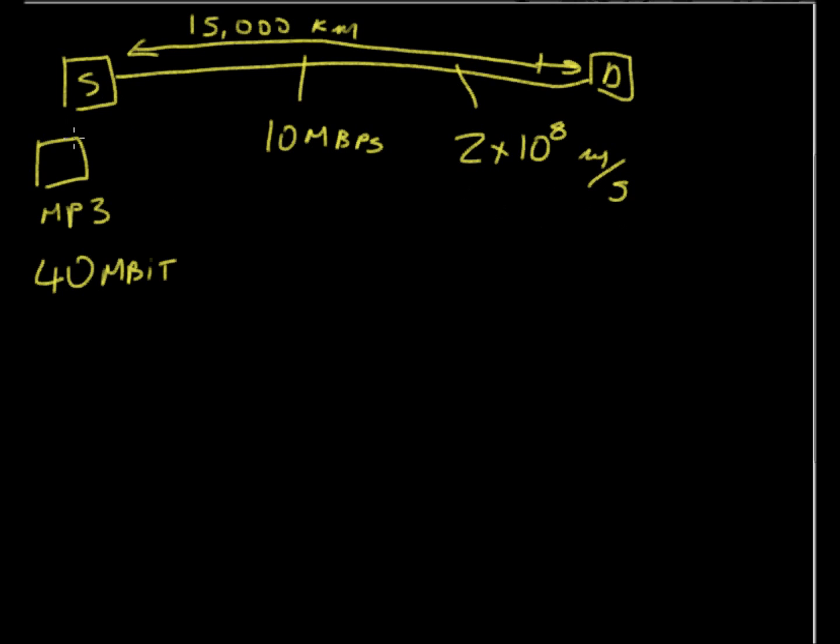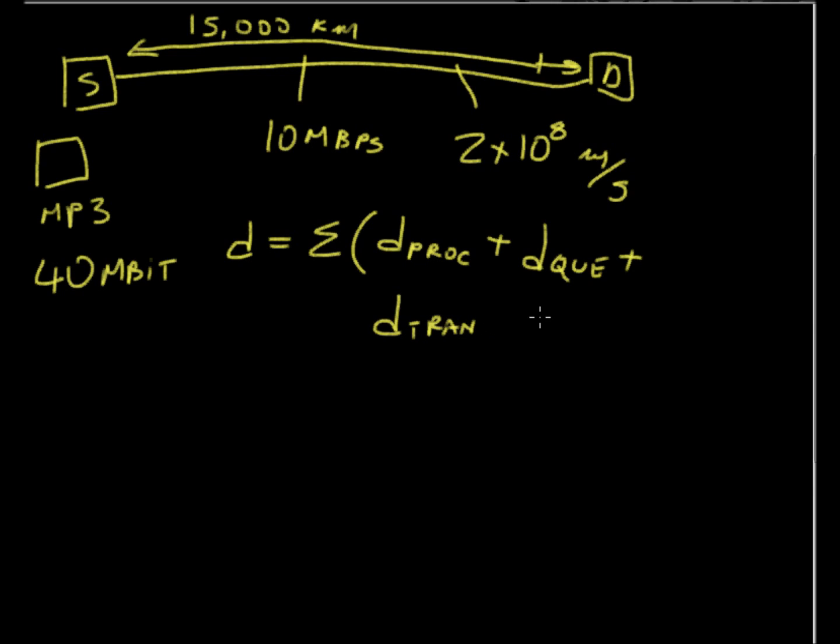Now, the first question says, what is end-to-end delay? End-to-end delay is a summation for each link of the 4 different delays. The first one is processing. The second one is queue delay. The third one is transmission delay, and then the final fourth one is propagation delay.